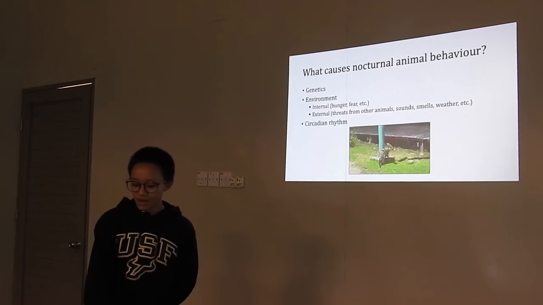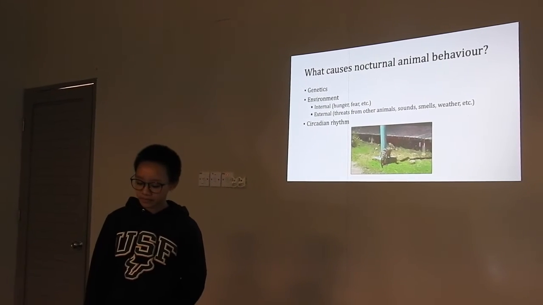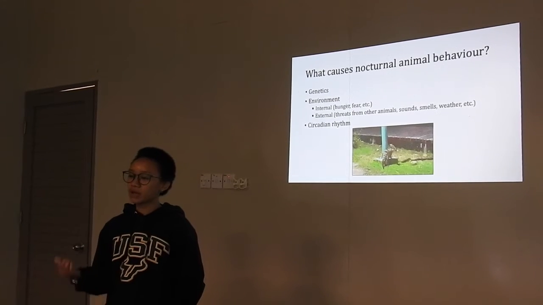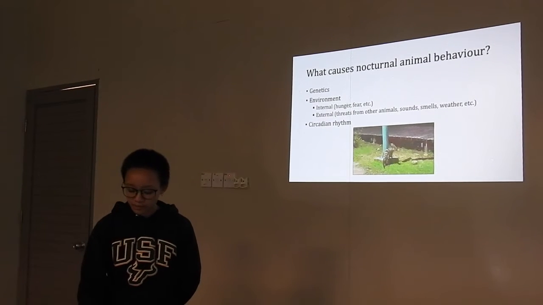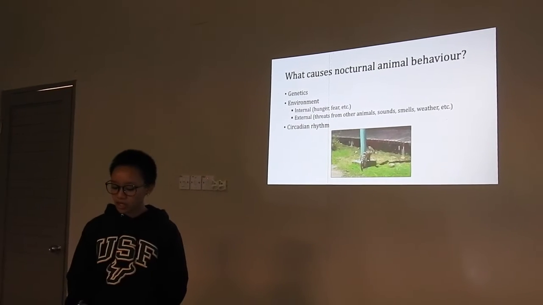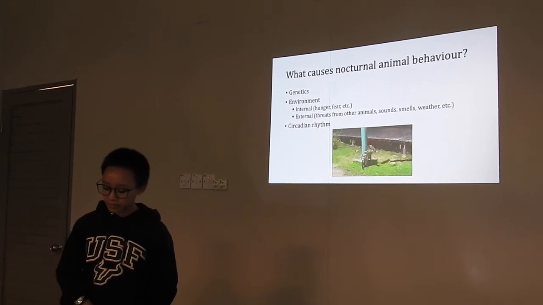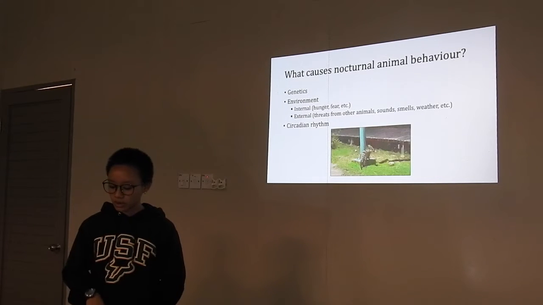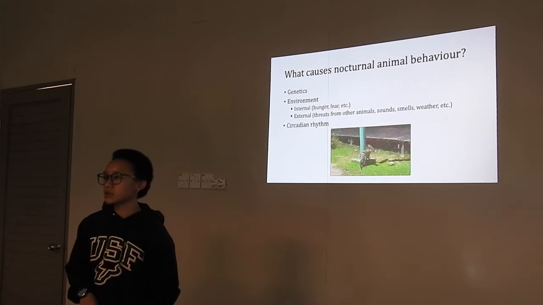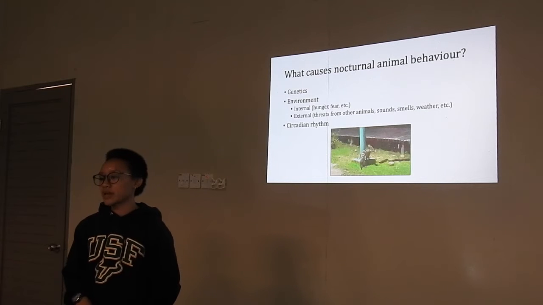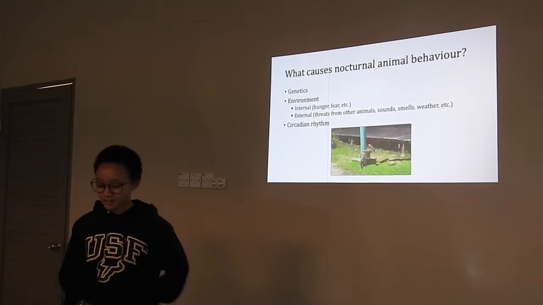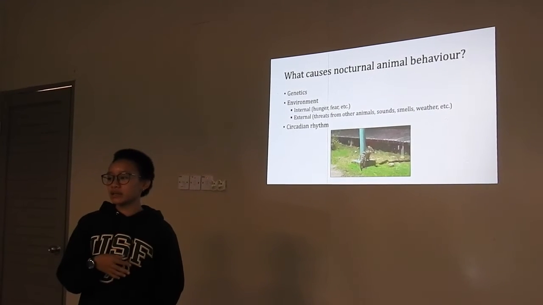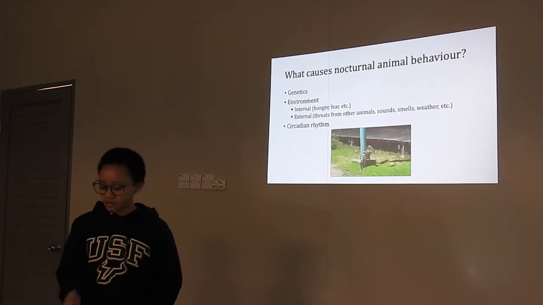So, what causes nocturnal animal behavior? First of all, it's genetics, because it's what makes us humans and what makes a butterfly fly. The environment can affect morphological and physiological development. In turn, behavior develops as a result of that animal's shape and internal workings. For example, why does a bird do courtship rituals and dances? And why do they feed at certain times? So why do we eat breakfast, lunch, and dinner when we do?